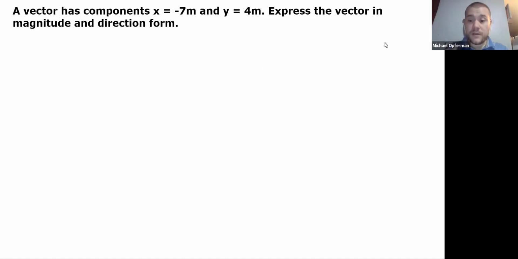It's just the opposite. Just like when you convert to component form, the main idea is you're going to be drawing a right triangle and then filling in the missing pieces of the triangle. So it's just that simple. So here's a good example I have on the screen here. We have a vector whose components are x equals -7 meters and y equals 4 meters. What's the magnitude and direction of this vector?